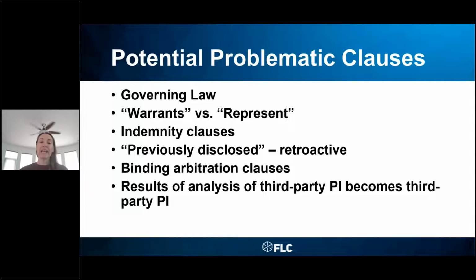And this is a big one. The results of any analysis of third-party proprietary information becomes the property of the third party. This conflicts, at least with Sandia's prime contract, that says that any technical data or technical information that's produced at Sandia is owned by the DOE. So those results of whatever analysis that Sandia is preparing from the information it received from the third party cannot be owned by that third party. So we've negotiated different things for that type of situation.